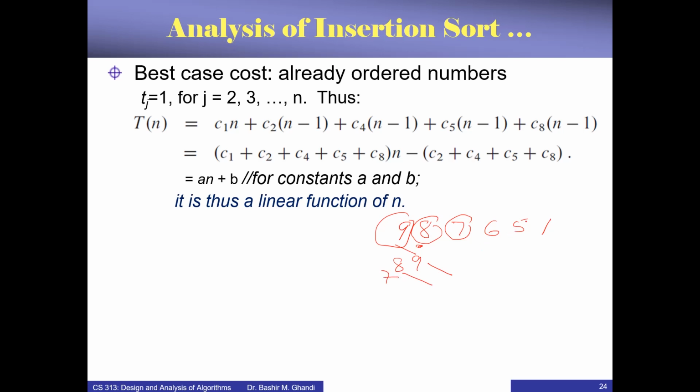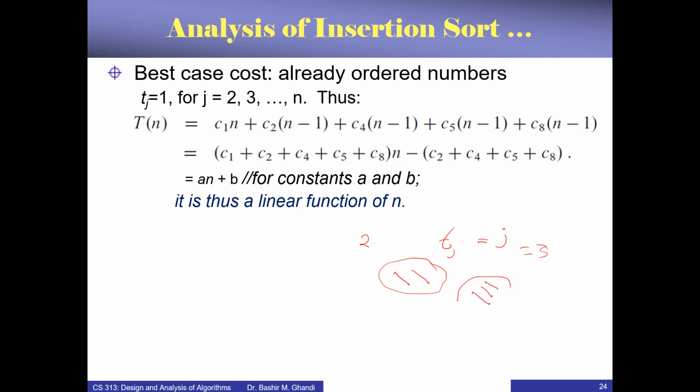Alright? So in that case, the tjs are going to be equal to j. Because when j is 2, we have to shift 1 time, and then we have to do one more comparison to allow us to exit the loop. Okay? When j is 3, we have to shift 2 times, and then there will be one more comparison to allow us to exit from the loop.